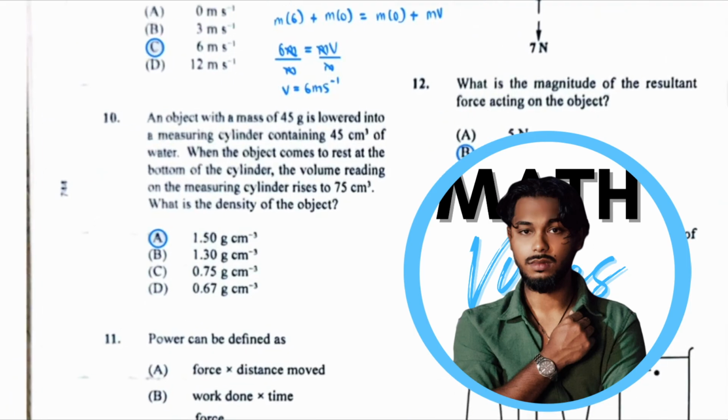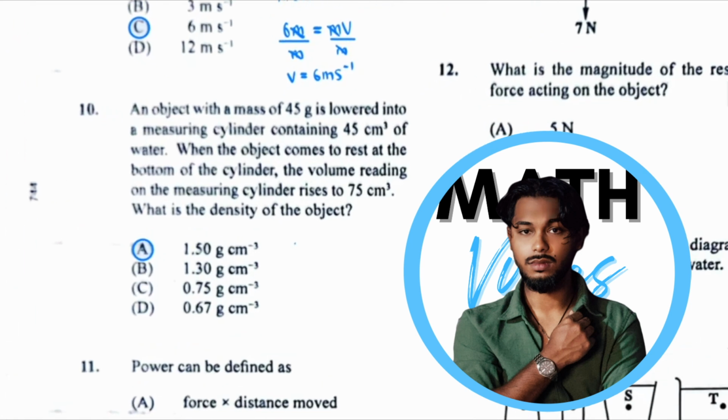An object with a mass of 45 grams is lowered into a measuring cylinder containing 45 centimeters cubed of water. When the object comes to rest at the bottom of the cylinder, the volume reading on the measuring cylinder rises to 75 centimeters cubed. What is the density of the object? So they want us to find the density. Density is mass over volume. So we have the mass already, 45 grams. We need to figure out the volume of the object.